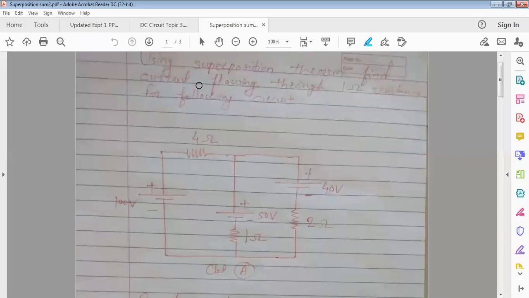Second one, sum on superposition theorem. Using superposition theorem, you have to find out the current flowing through 1 ohm resistance for the given electric circuit. Okay.